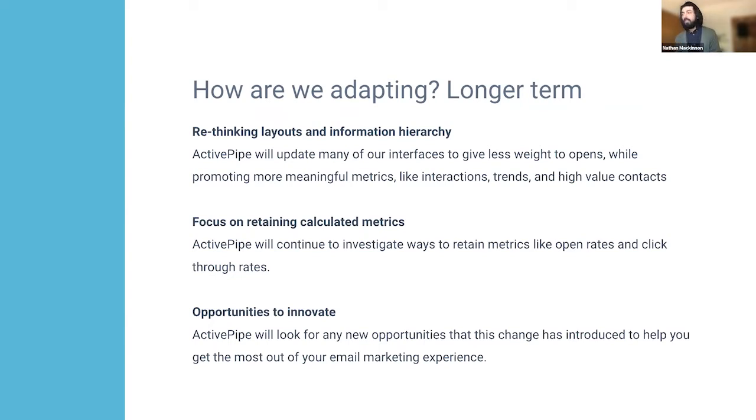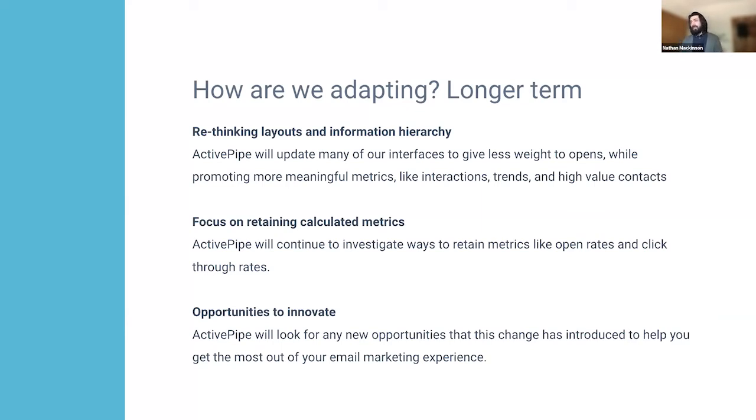Opens, it's a pretty consistent consensus across the industry that opens aren't a great metric to be really looking at anyway. So we want to make sure that we're surfacing the most valuable metrics to you. So interactions, obviously a really crucial metric. Finding trends in your data, and surfacing leads like high value contacts and those type of things is what we're really going to focus on, and make sure that our information hierarchy is really surfacing the most important things.